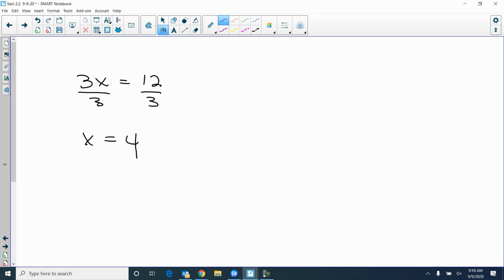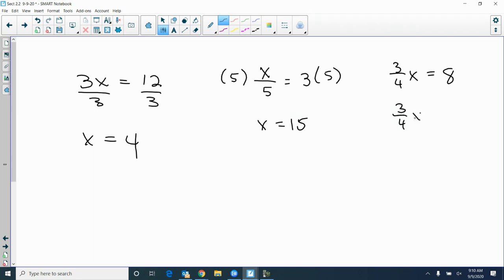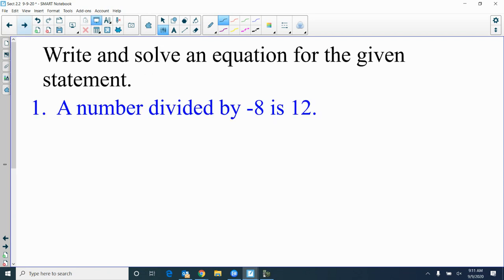If you have a variable divided by a number, that's where you multiply both sides by that number. And so you get x equals 15. And if you have a fraction, then multiply by the flip of it, which is the reciprocal, 4/3. And 8 times 4/3, that's not going to be a nice number. I'm just going to leave it as 32/3. 8 times 4 is 32, and 3 times 1 is 3. So in some cases we divide, some cases we multiply.